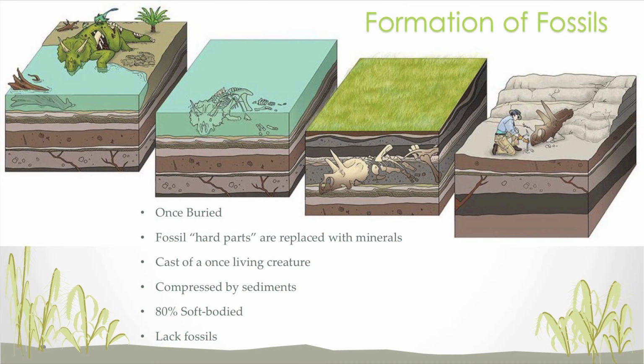Once buried safely in the sediments, the hard parts of fossils are replaced by dissolved minerals. This creates a cast of a living creature. Then, the cast becomes compressed into rock by the sediments that pile on top. Fossils that lack hard parts are not easily fossilized. The first 80% of the history of life were all soft-bodied species. This is why we lack fossils of the earliest life on Earth.